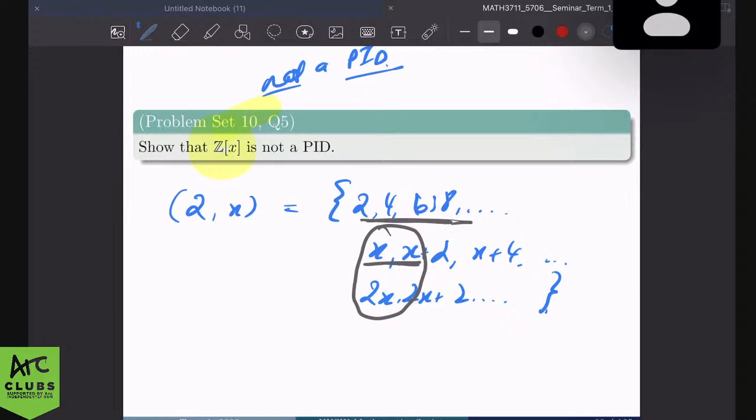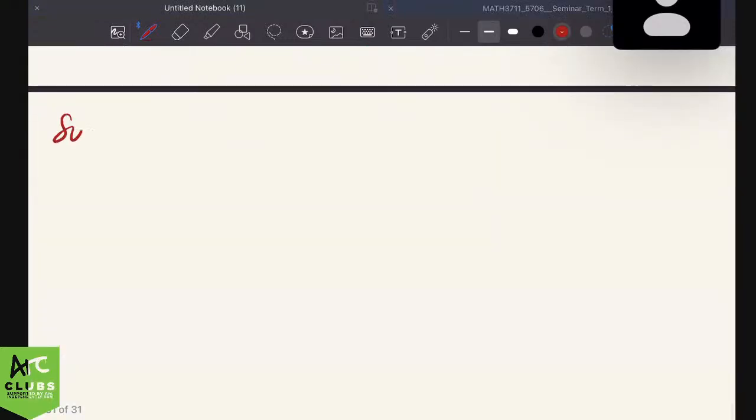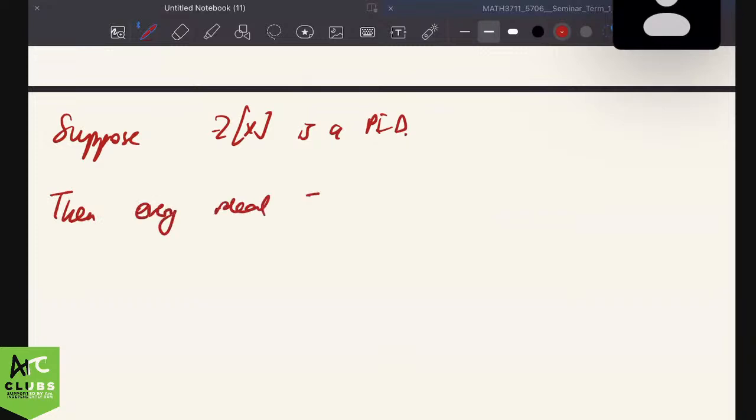So what you want to do is say, let's suppose this is a PID. So suppose, let's just do a new page. So suppose Z[x] is a PID. Then every ideal is principal. Okay. And if every ideal is principal, then think about it, that ideal we just talked about needs to be principal. So what you will need to do is show that, assume that it's generated by a single element, and then show that that somehow leads to a contradiction. Okay. Right, so that means that the ideal generated by 2 and x is principal.